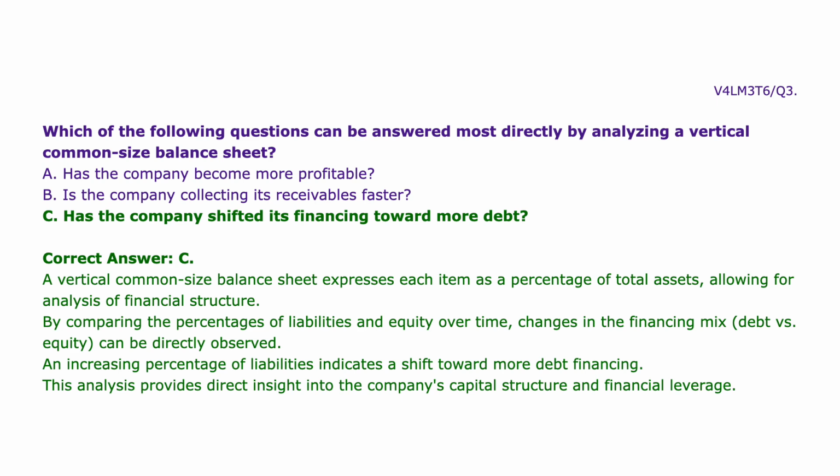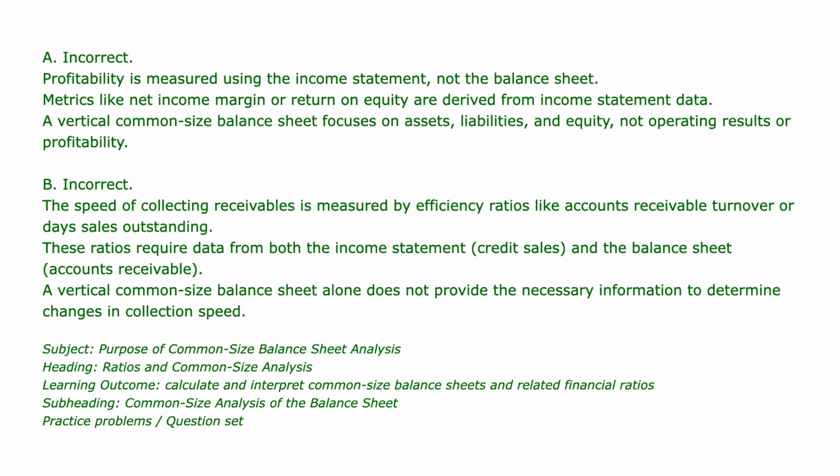A vertical common-size balance sheet shows each item as a percentage of total assets, making it useful for analyzing the financing mix. Changes in the proportion of liabilities versus equity directly reveal whether the company has shifted toward more debt financing. A. Profitability is wrong because profitability is measured using the income statement, not the balance sheet. B. Receivables collection speed is wrong because receivables turnover requires both income statement and balance sheet data, not just a common-size balance sheet.